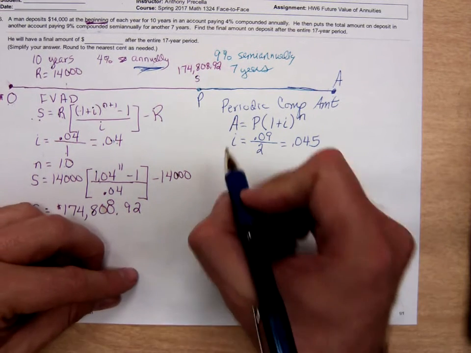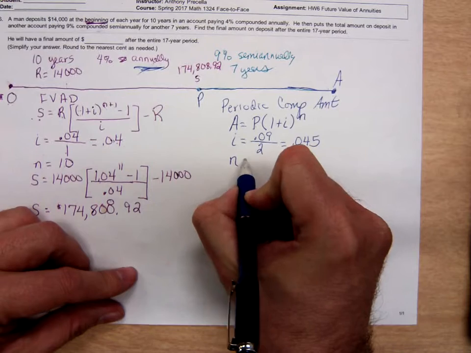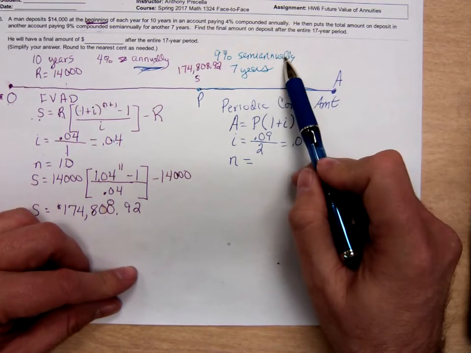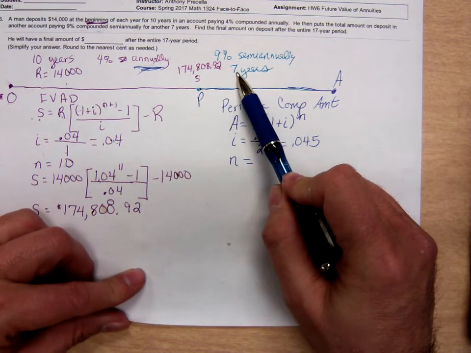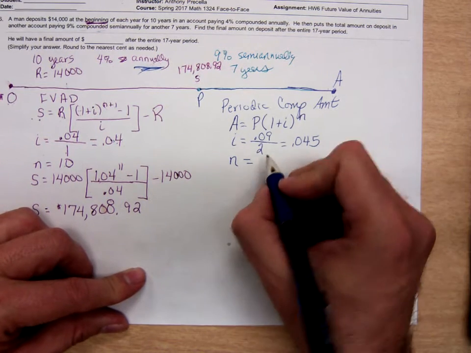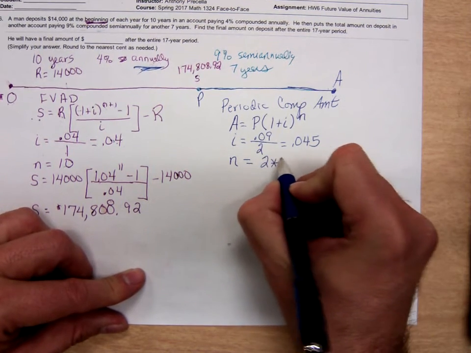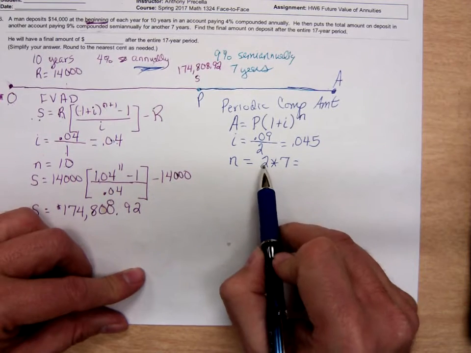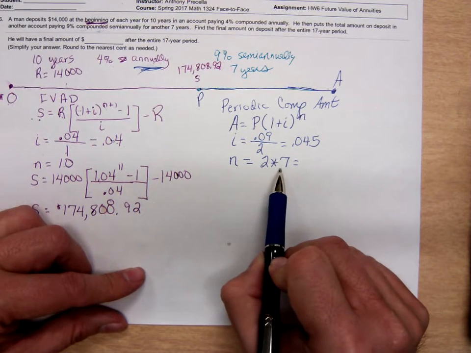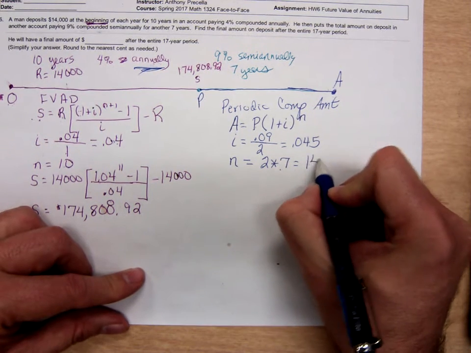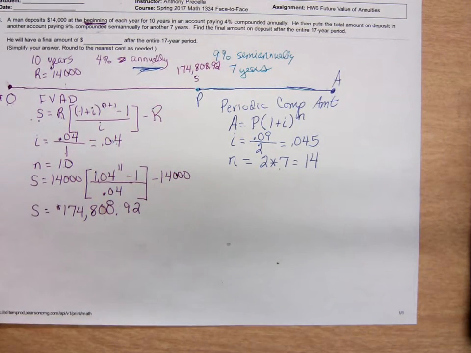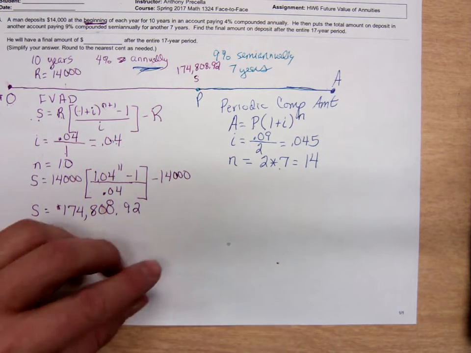What about N? How many semi-annual periods are there in 7 years? What two numbers do I multiply to figure that out? 2 times 7. There are 2 semi-annual periods per year, 7 years. So altogether there are 14 6-month periods. Semi-annual is 6 months.